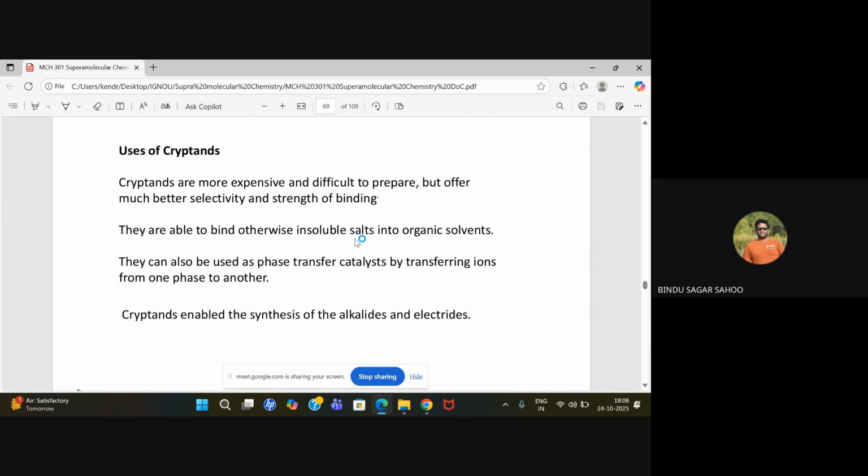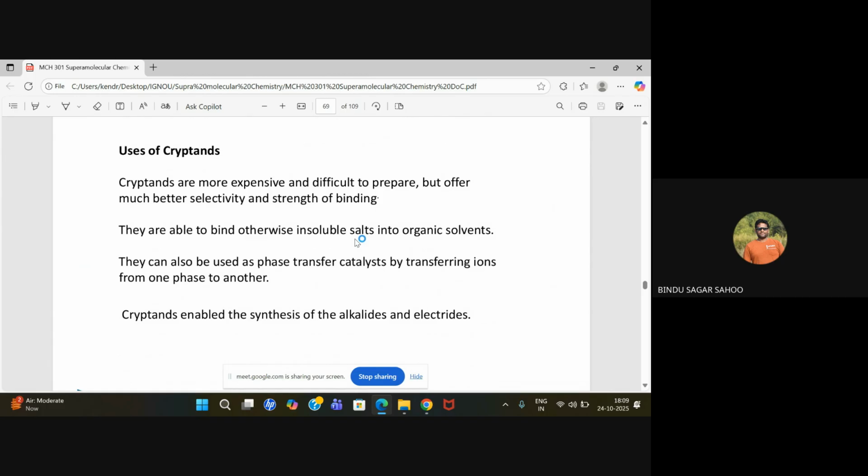The cryptand macrocyclic rings have more rigidity compared to crown ethers, and the crown ether complexes are a little bit flexible in nature. Okay, so when the rigidity of the macrocyclic rings increases, it will create a proper cavity size. So a few particular guest molecules or particular cations can fit inside it. When the appropriate cation fits inside the cryptand, the stability will be much greater compared with the crown ether complexes.